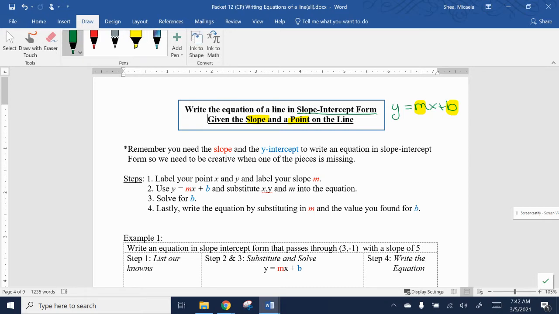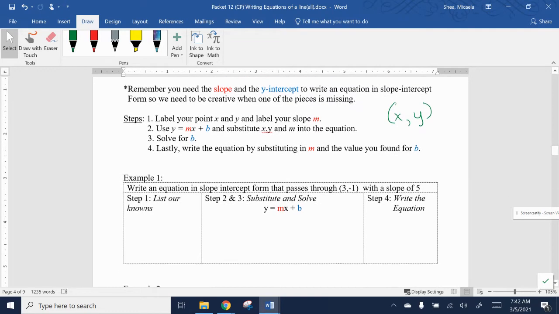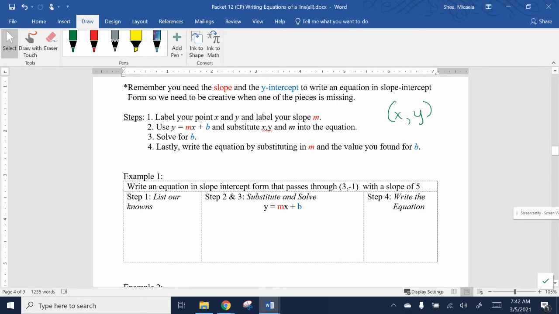So here are the steps we're going to follow. Step 1, we're going to label our points x, y, and label our slope m. Remember that every point ever given to us is always an x value and then a y value. So we are going to label our points, and from there, we're going to substitute into slope-intercept form, y equals mx plus b. Once we've substituted in, we're going to solve for the one piece we don't know, which is b. Once we've found b, we then have the pieces we need. We have the m, we have the b, we can write our equation.